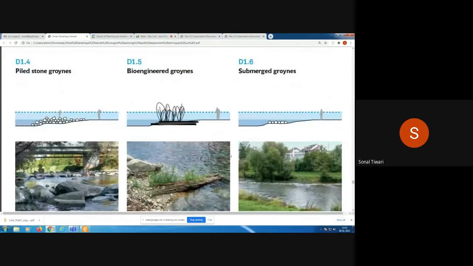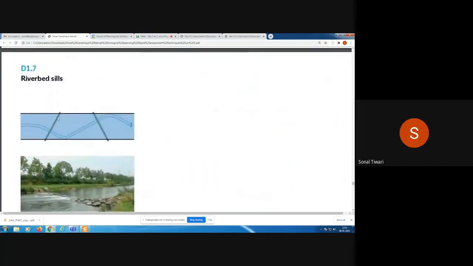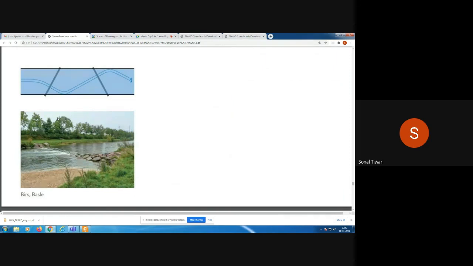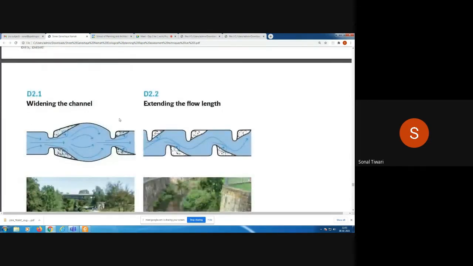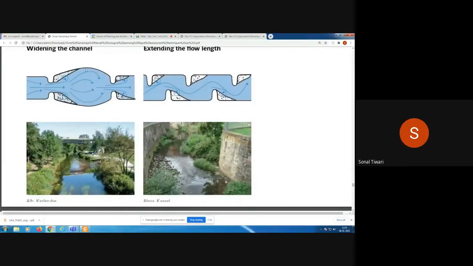So these are a number of ways which look aesthetic as well as being helpful for restoring the river bank. Then riverbed sills help in deflecting the flow of the water, allowing it to oxidize and aerate more. Then there are other strategies like widening the channel in between or extending the flow length. Within the same channel, the banks are artificially developed so that the water gets a larger course to flow.